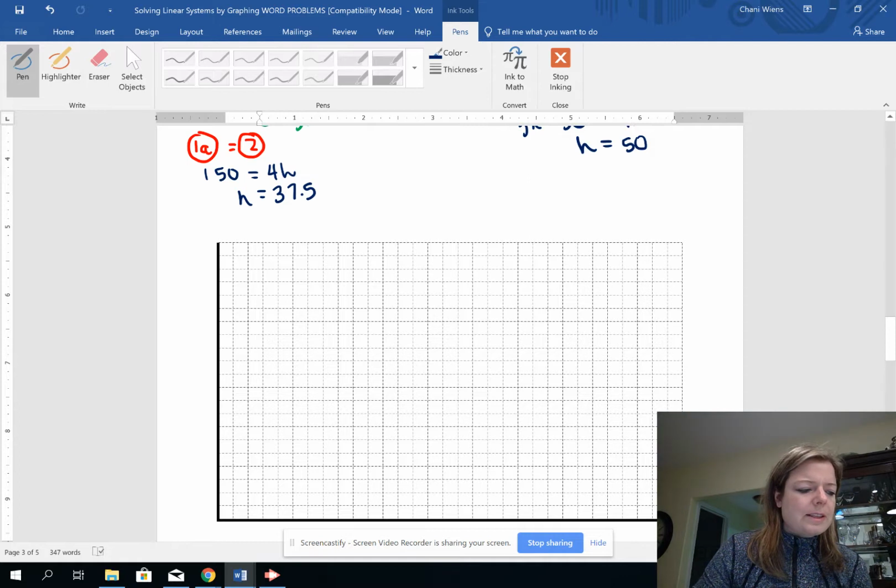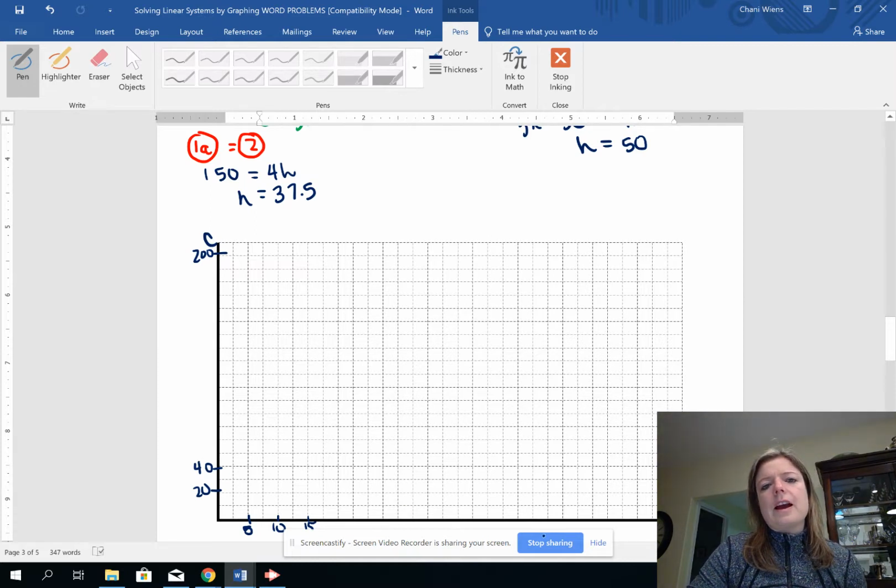So I chose a scale of going up every other one by 5 on the bottom. So every other one was 5. So 5 and then 10 and then 15, etc. That's number of hours. And then for my cost, I went up by 10. So 10, 20, 30, 40, etc. And you get to 200 up here.